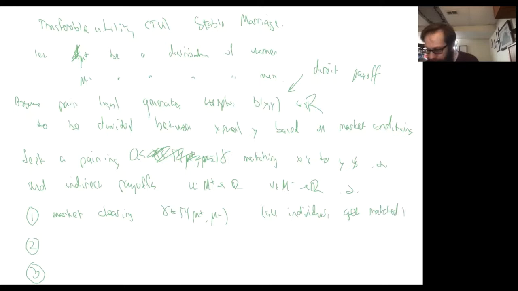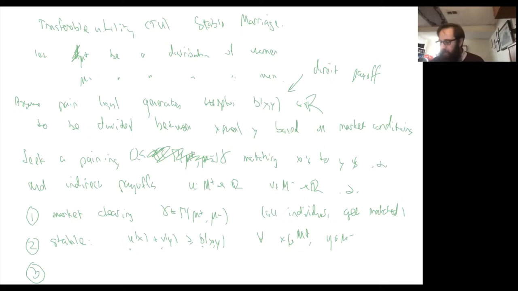And the second thing that we want is stability. So we want the payoff to a type X individual plus the payoff to a type Y individual to be at least as big as they could generate if they paired with each other. Because if this were not the case, then X and Y would be motivated to leave whoever they're partnered with, pair with each other, generate a larger amount than their current indirect payoffs, and split it in some way such that both of them are better off. That's why that's called a stability inequality.